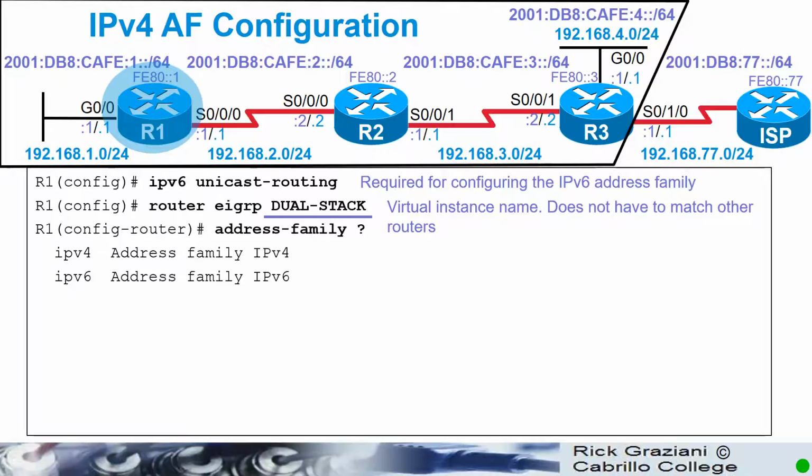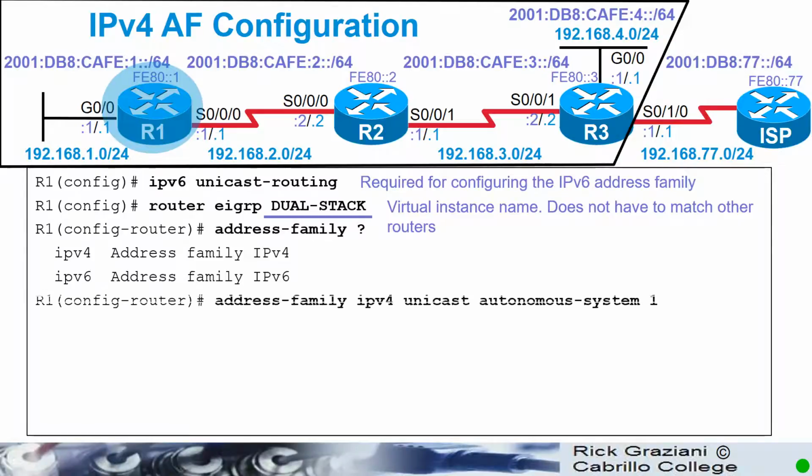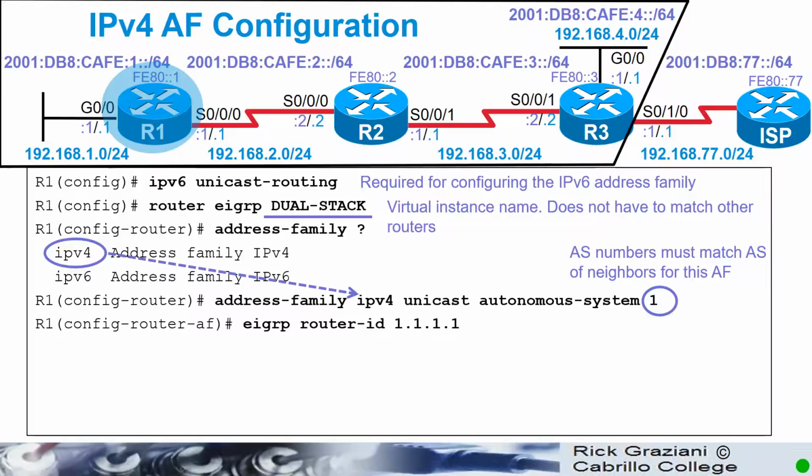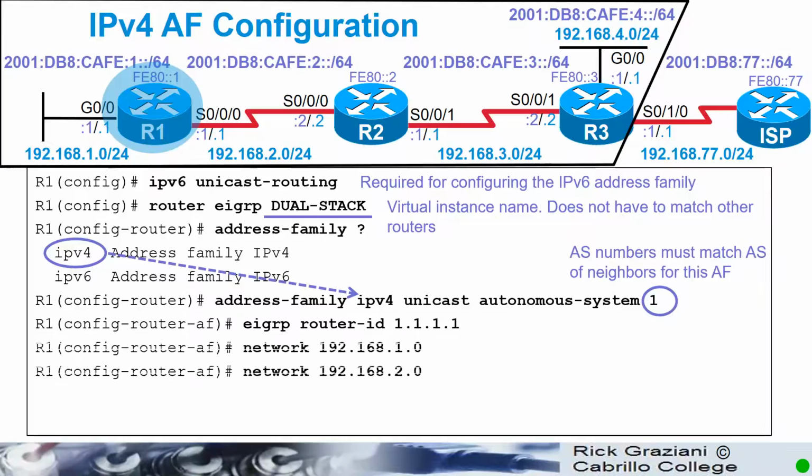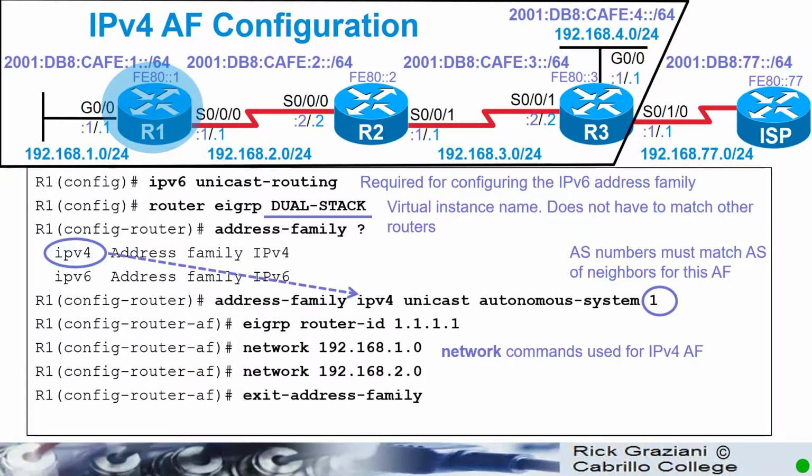We're going to do an address family. If you do address family question mark, you can see that we could do both IPv4 or IPv6. So here we're going to do an address family for IPv4. It's going to be unicast. We're setting the appropriate AS number to 1. We're going to be setting the router ID and the appropriate network statements. Then we can exit the address family.